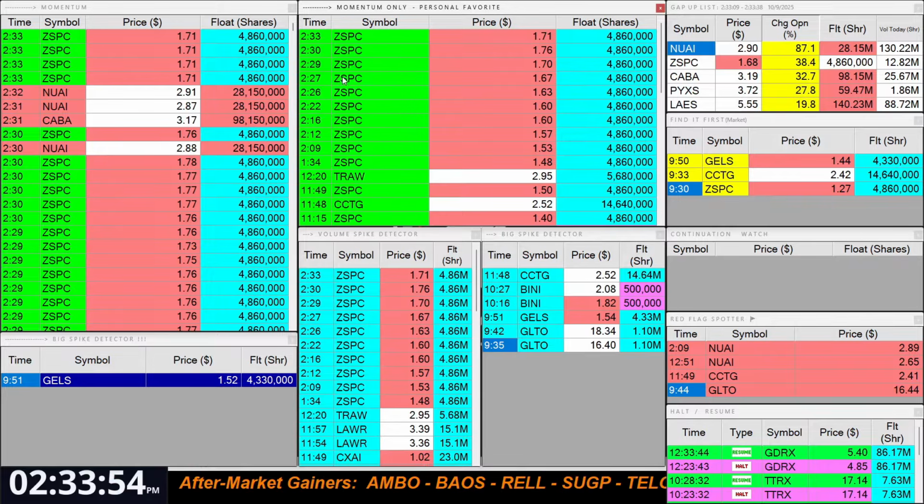So you can see ZSPC is on here, but you'll notice the NUAI is not on this list. And the reason for that is because this momentum only personal favorite scanner is filtered a little bit more with extra filters. So I have the filter of the float attached to this. So instead of having the float size up to 25 million, I have it under 25 million. So I really prefer stocks under 25 million myself. As you can see on the left-hand side, NUAI is showing a 28 million share float. CABA is showing a 98 million share float. So these I would consider to be large float stocks. And so therefore you're not going to see them on my personal favorite momentum scanner.